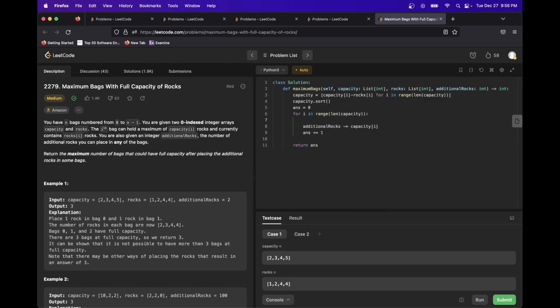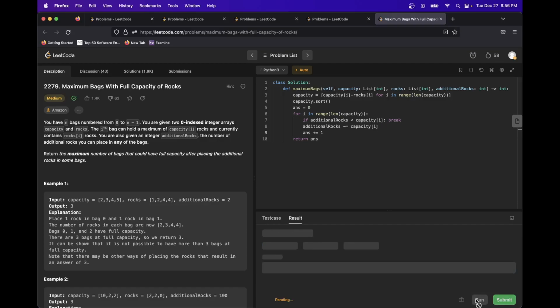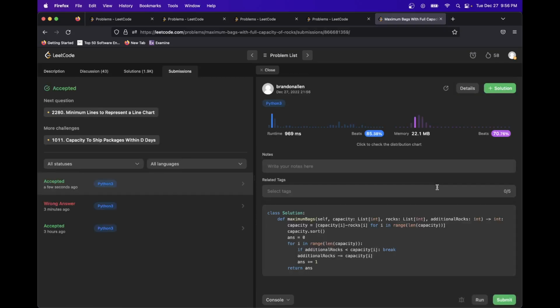And then the other thing is when do we break? We don't want to fill everything. Additional rocks will be super negative. So we just say if additional rocks is less than capacity at i, break. So if we can't fill the next bag, just break right now. And boom.